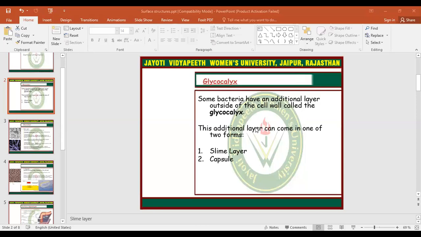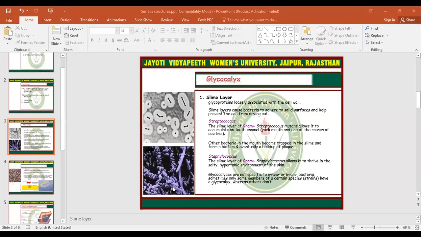So the first cellular surface structure involved is the glycocalyx. What is the glycocalyx? Some bacteria have an additional layer outside the cell wall, which is known as the glycocalyx. The glycocalyx may be of two types. The first one is the slime layer and the second one is the capsule. So the first one, the slime layer.